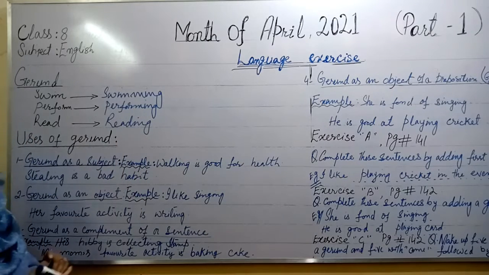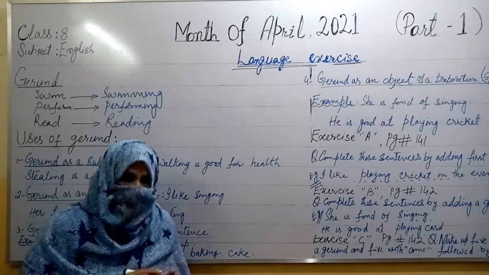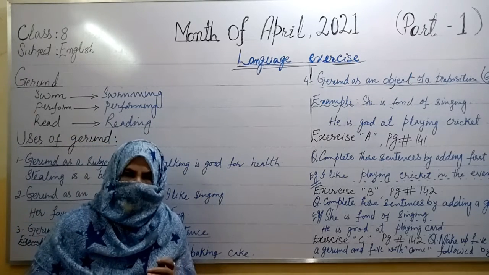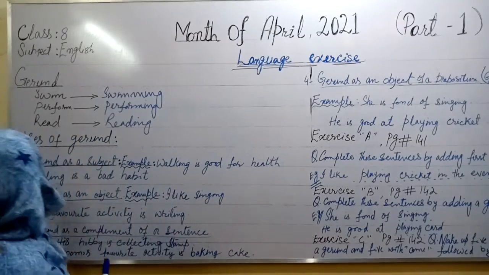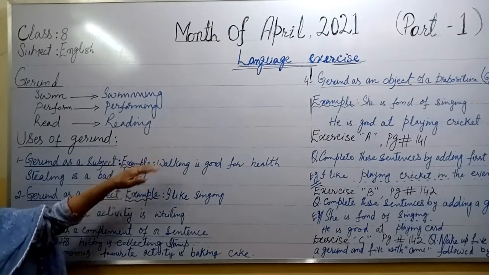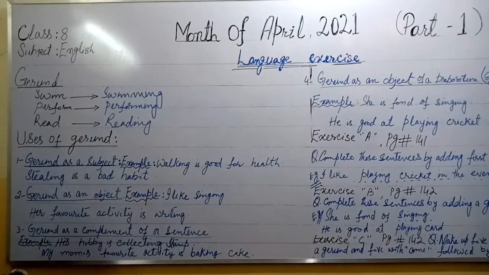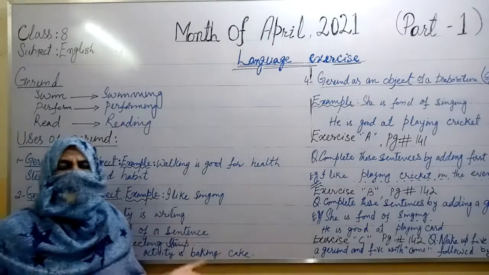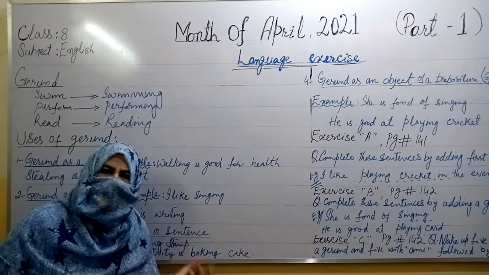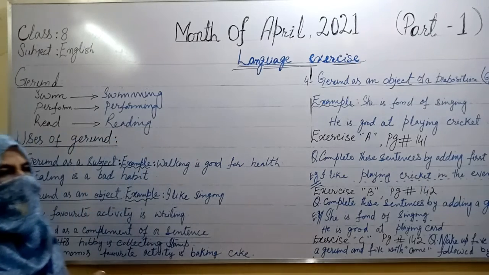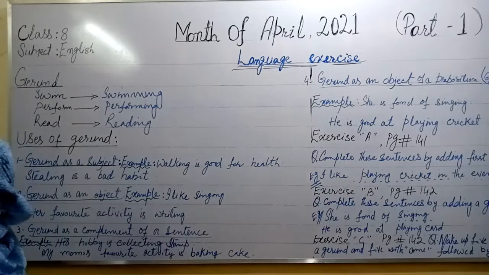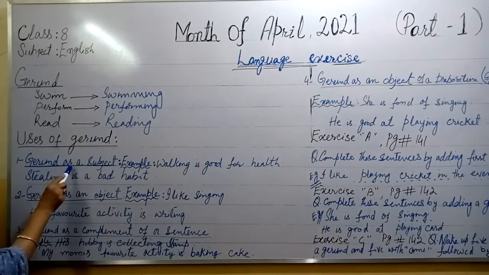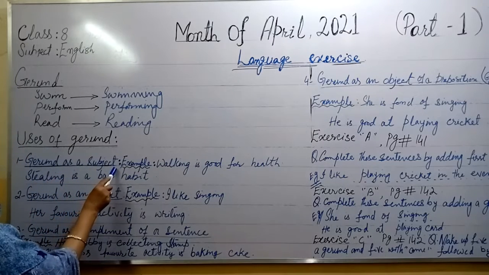Now, in these exercises, you have to put gerund. So, how will you use gerund? First, I would like to tell you about the uses of gerund. Gerund can be the subject, object, or complement of a sentence. Number one, gerund as a subject.